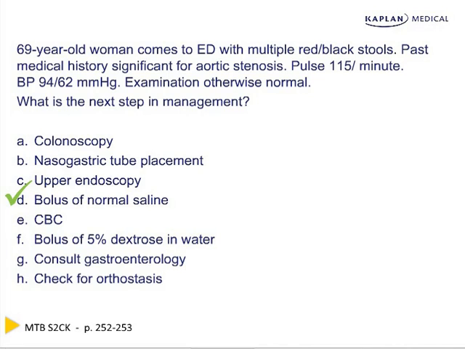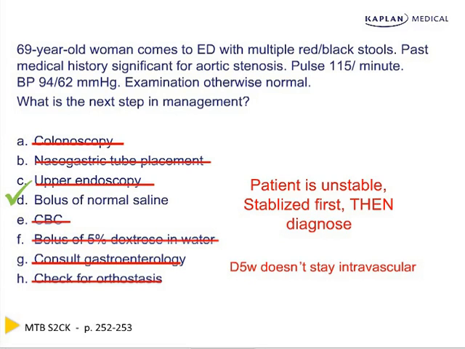When blood pressure is low, normal saline or Ringer's lactate are better fluids than D5. D5 does not stay in the vascular space to raise blood pressure as well as normal saline. So what's the take-home lesson here? Remember, D5 is not a good fluid. It doesn't stay intravascular, but the patient is unstable. You must stabilize her first, then diagnose her. That's why it's called the ABCs: airway, breathing, and in this case, circulation.